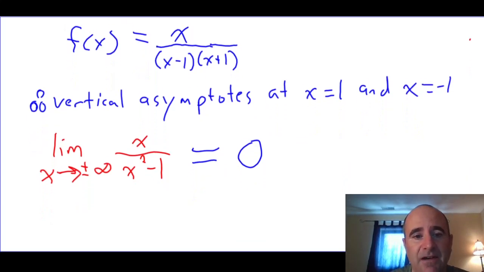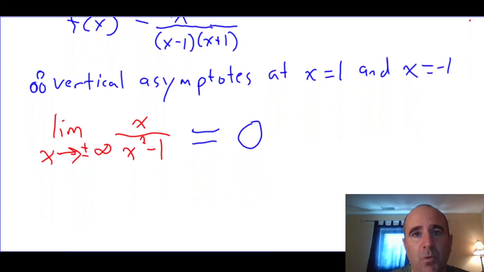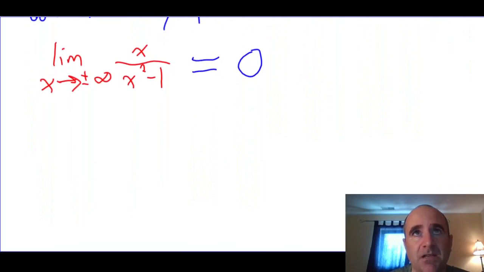Now, you don't have to do this, but one thing you can do is divide the top and bottom of the fraction by the dominant term. In this case, divide everything by x squared. Let's see what that looks like.